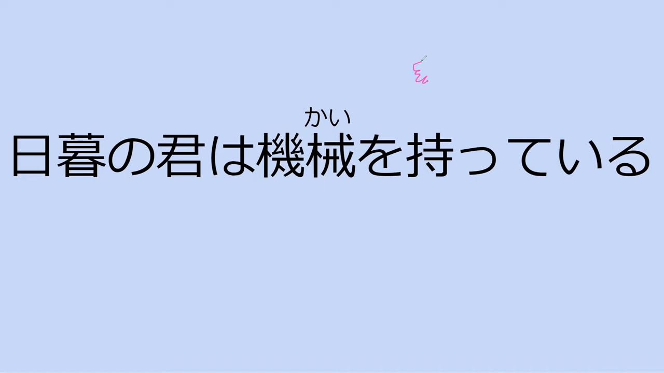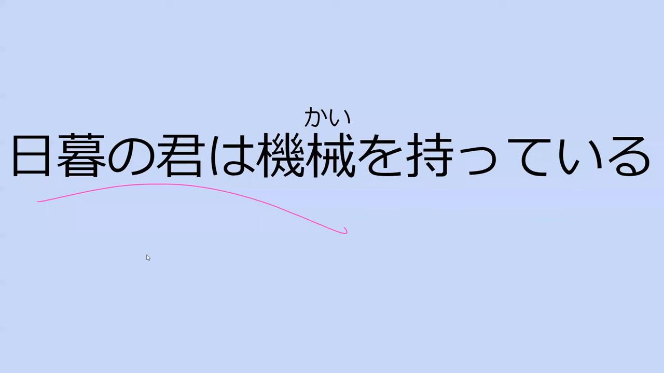So the clarification on this: does it mean he had possession of it on his person, or possession of machines in general, like his machines are in a factory somewhere and he's the owner? It can depend on context. In this context, it's him having it on him. But you can use it with kuruma too, where it can just mean to have a car. So it's very context based. It denotes ownership.